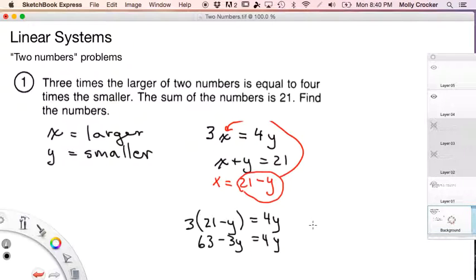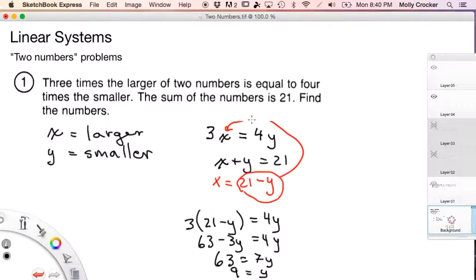I have a linear equation now in one variable. How do I solve it? By isolating the variable. But the first thing I've got to do is move all the things with variables over to one side. So I'm going to add 3y to both sides. Then I have 63 equals 7y. Therefore, y must be equal to 9. Have I found both numbers? No, I've only found one.